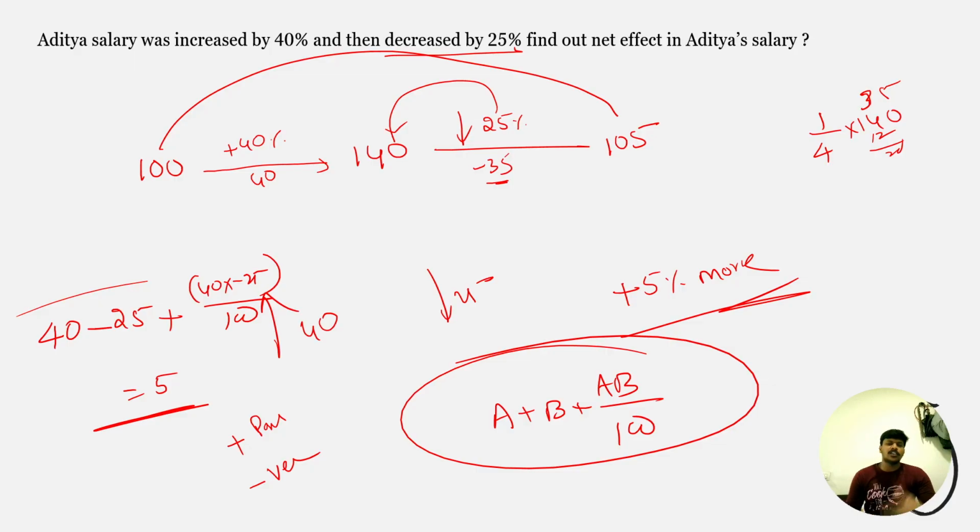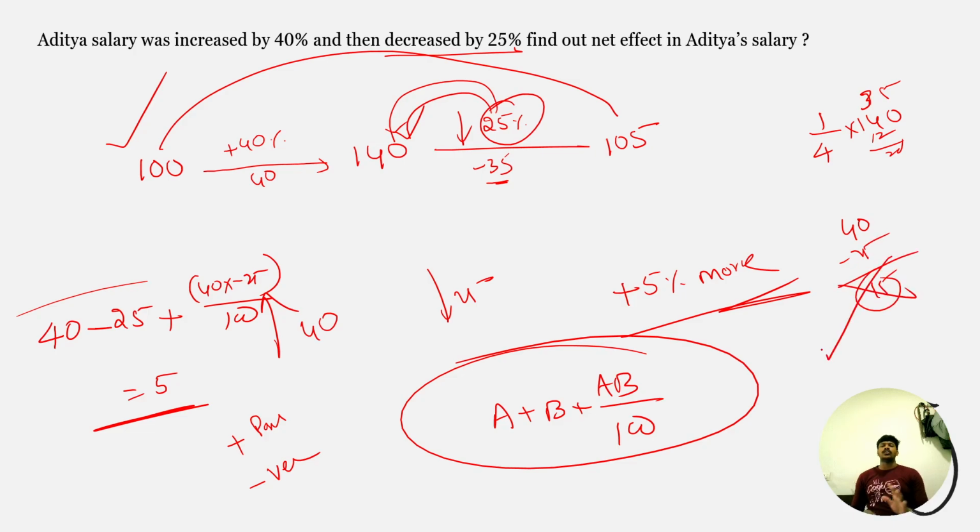My suggestion is, generally, I will go with this method. This seems much more comfortable for me. But remember, when you are decreasing the second time, you have to decrease on the present value at that time, but not on the initial value. Most people increase by 40, reduce by 25, and they will write the answer as 15, which is wrong. You are going to get only 5. Understand that? Then you can solve it in a better way. I hope it is clear.